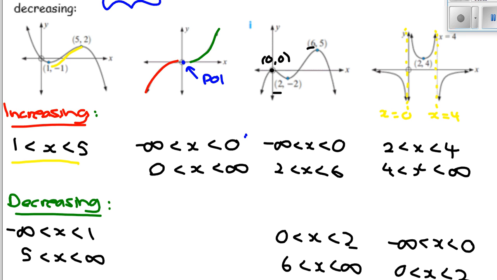So notice this is a point of inflection specifically, as opposed to this one, which would be a maximum, and this one, which would be a minimum. But this one's a point of inflection because the gradient to the left is positive, and to the right it's positive. Whereas for a maximum it's positive and then negative. For a minimum it's negative then positive. Here it's positive to the left and positive to the right. So it's a point of inflection instead.